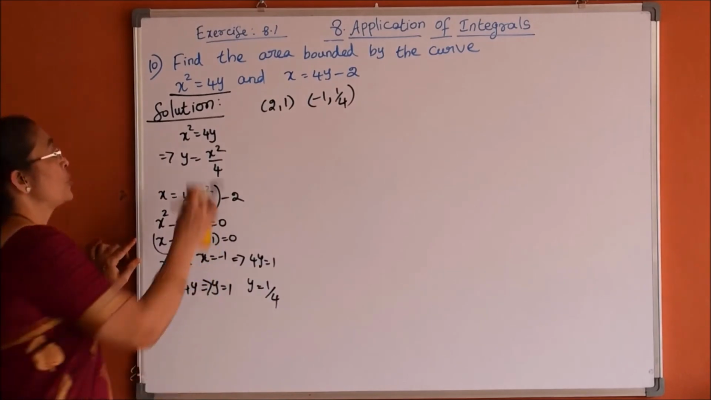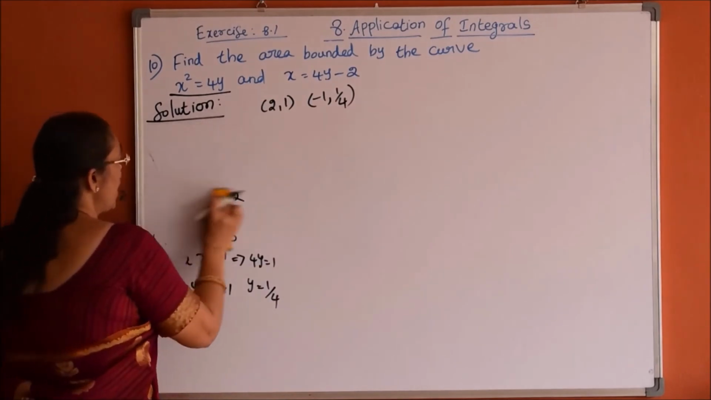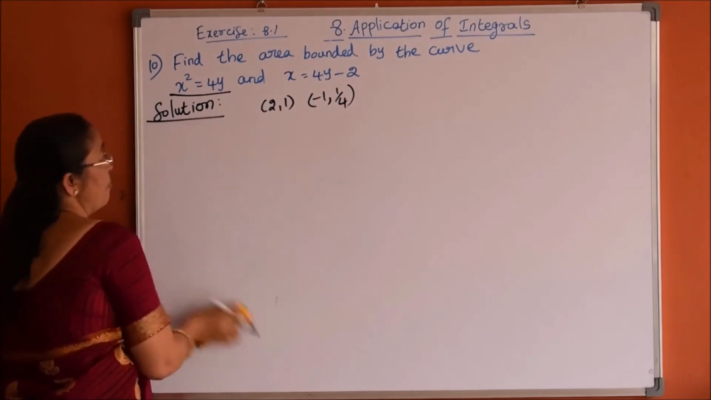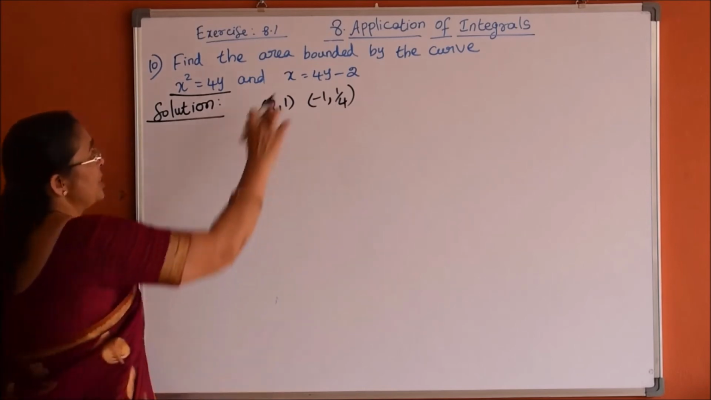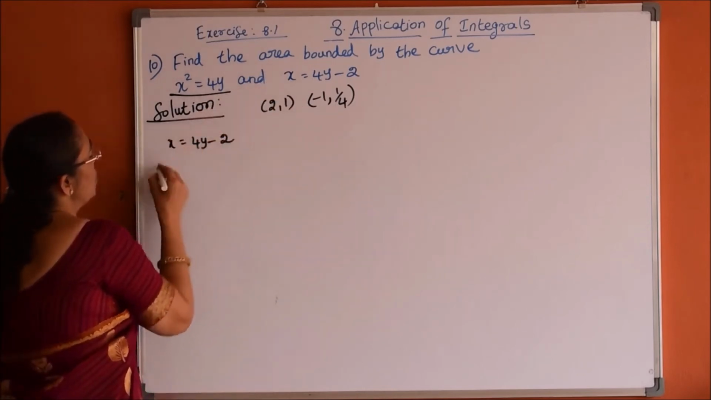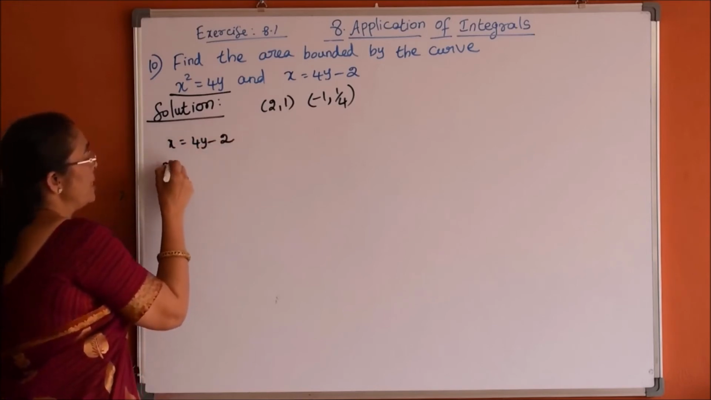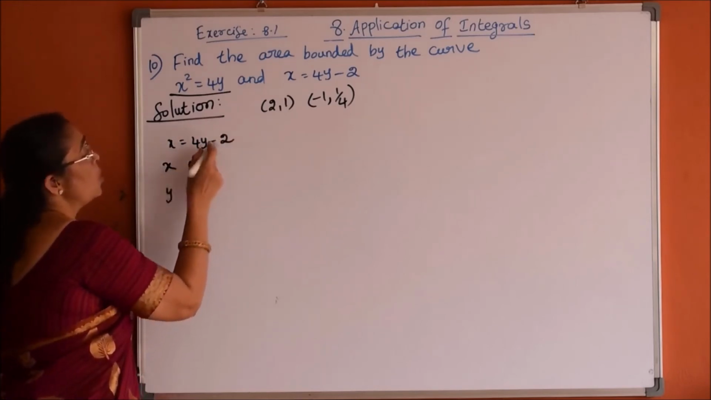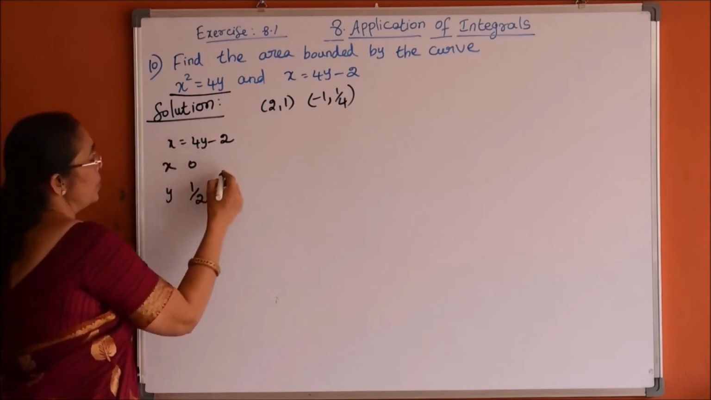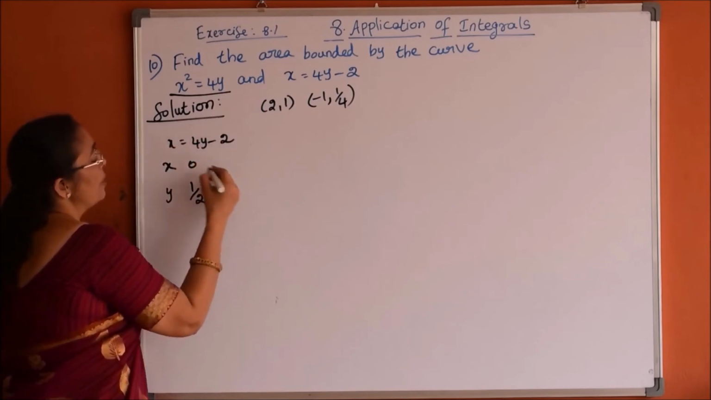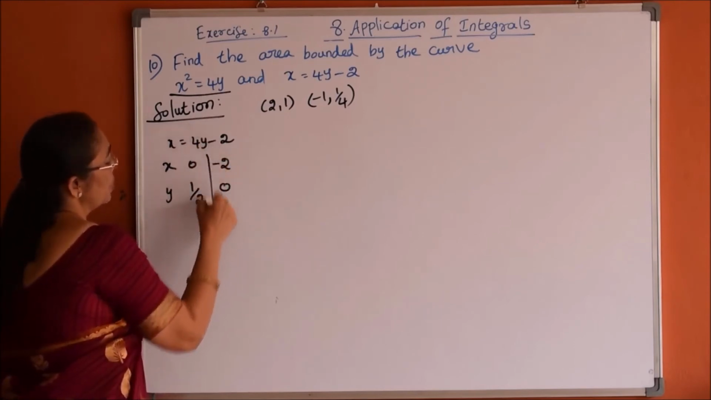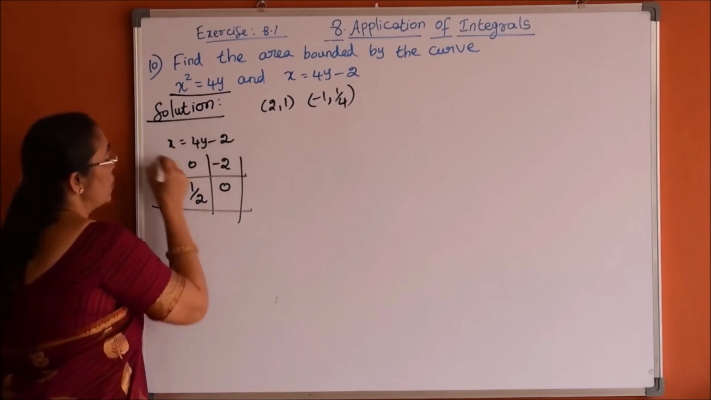Now, to sketch the straight line, we need 2 points. The first curve is clear, it is an upward parabola, and for the second, the straight line x is equal to 4y minus 2, let me give some points. When x is 0, y will be 1 by 2, since 4y minus 2 is equal to 0 and y is half. When y is 0, x will be minus 2. So to draw this line also, we got points.